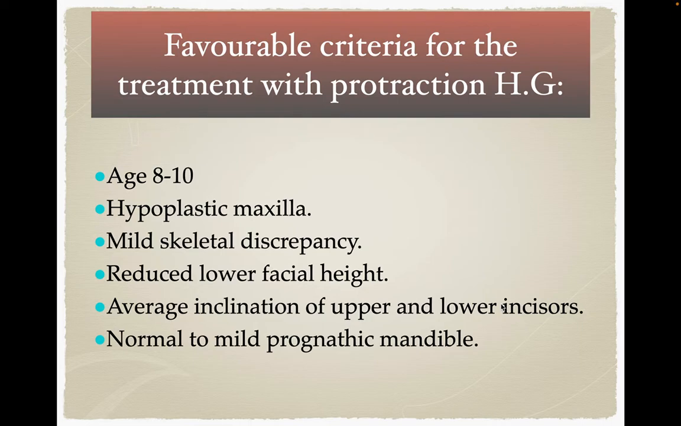So the features that we like to see to use a protraction headgear: a patient between age 8 to 10. The maxilla should be hypoplastic because we are working on the maxilla. It's a mild discrepancy because we don't do a lot of skeletal correction. It should be reduced lower facial height because we're doing downward and backward rotation, so you need to compensate for that. Average inclination of the incisors will be better because again we're doing mostly dentoalveolar effect, and a normal to mild prognathic mandible, so you don't have a severely prognathic mandible because the only way to fix that is surgery.